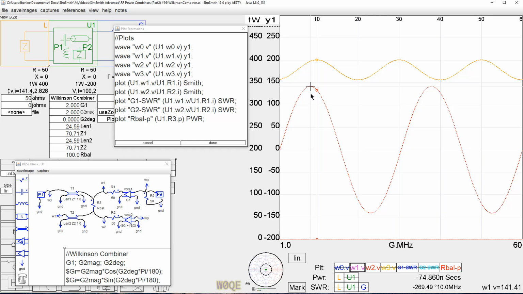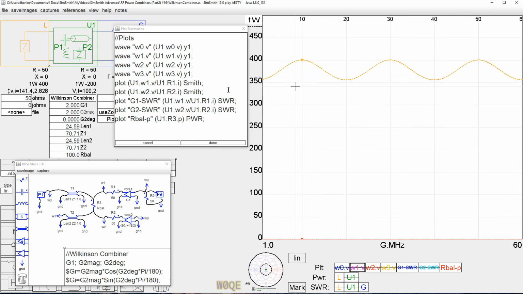A 100 volt RMS signal squared divided by 50 is 200 watts. So there's a 200 watt signal here going into a 50 ohm load, and at W2, there's another one exactly the same. Those two 200 watt signals become a 400 watt signal on the output. And we can look at the output if we want to. There it is. And it's 200 volts peak, which is 141 volts RMS. 141 volts squared over 50 is 400 watts.